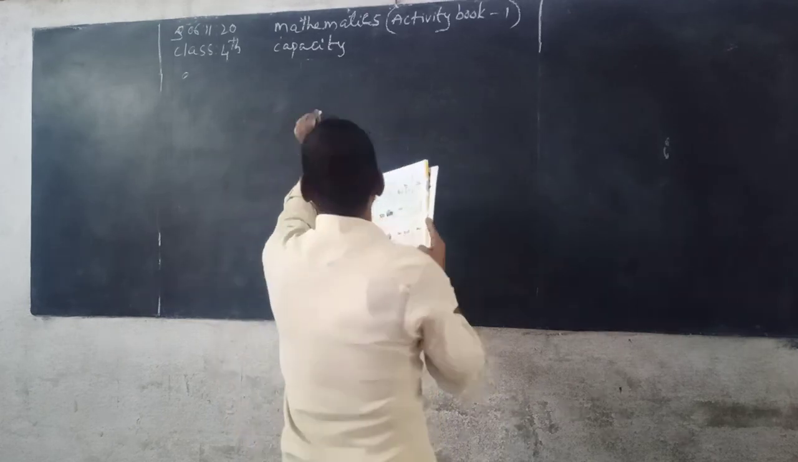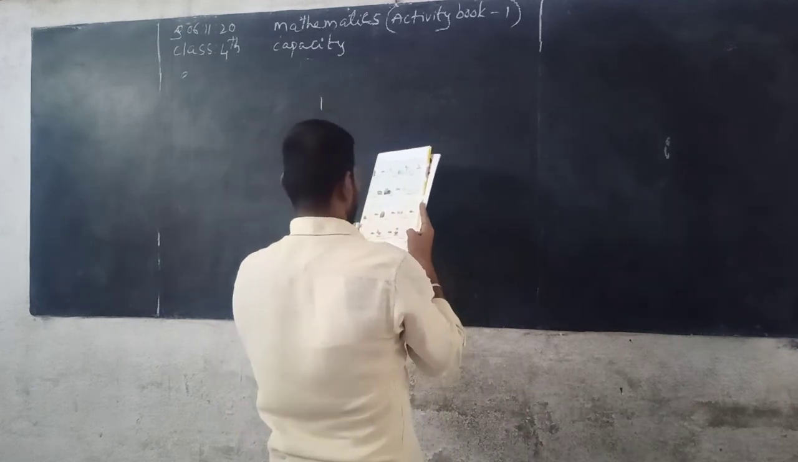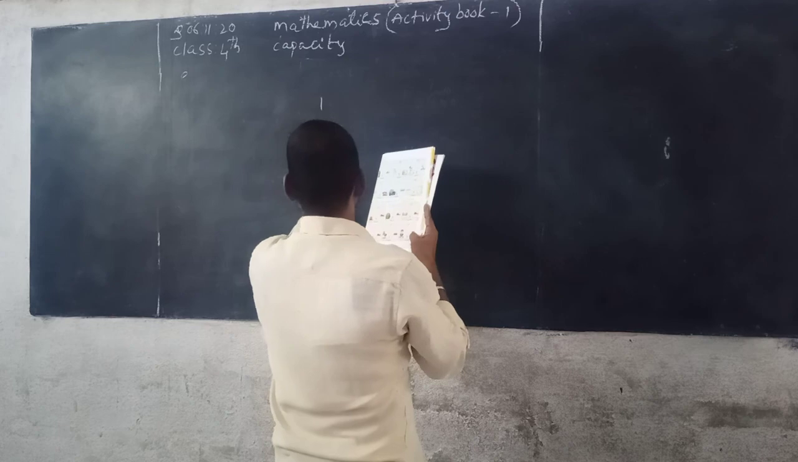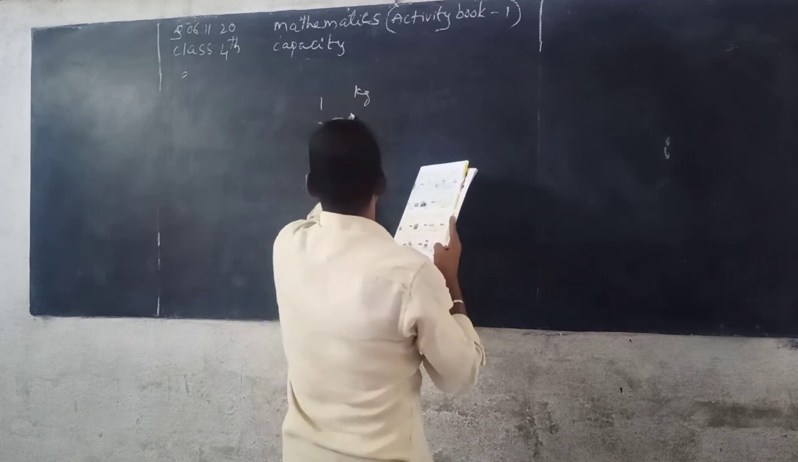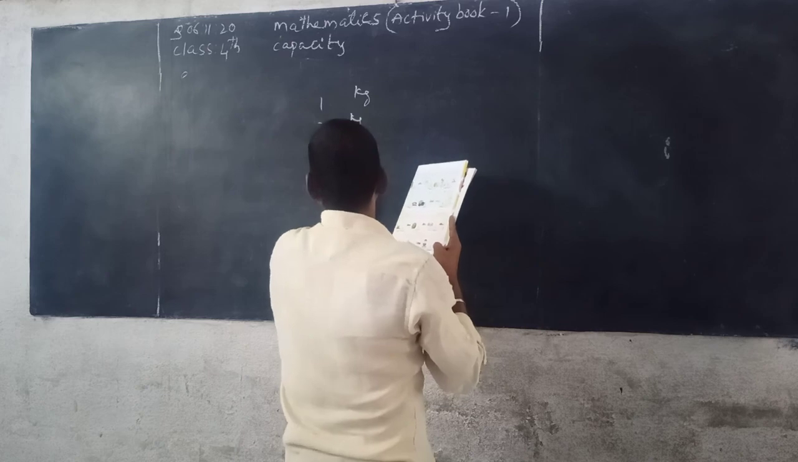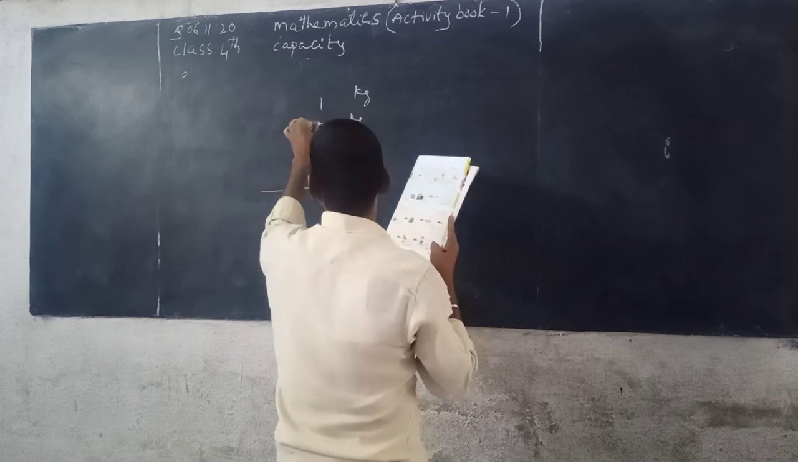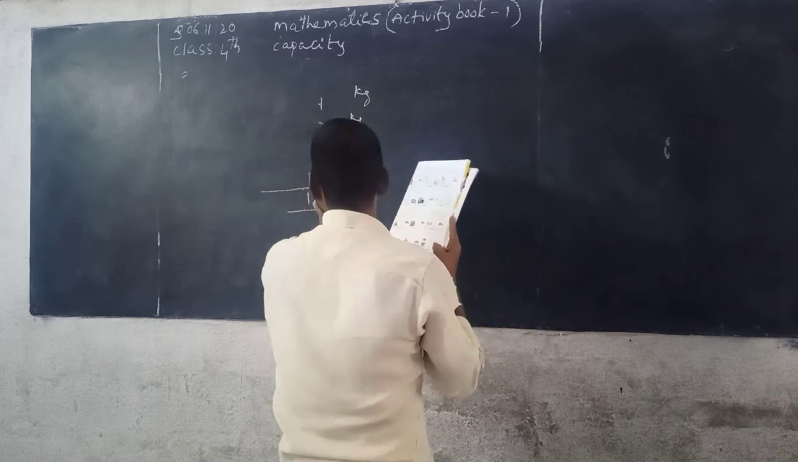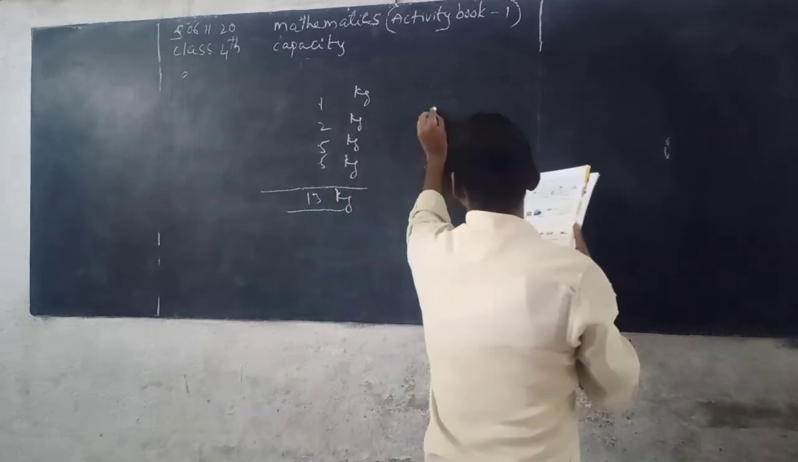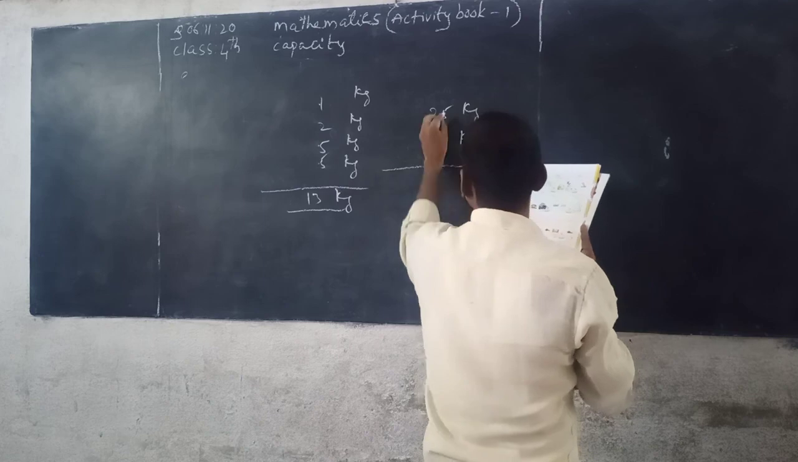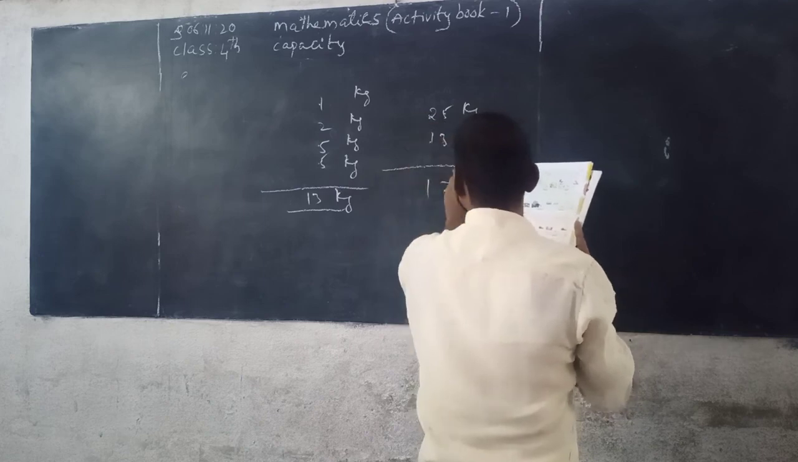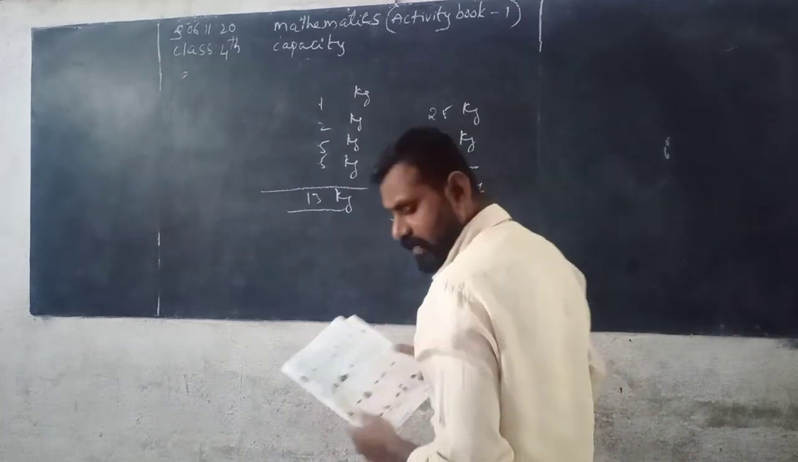1 kg, 2 kg, 5 kg, 5 kg. See, 5 plus 5, 10. 10 plus 2, 12. 13 kg. Then 25 kg minus 13 kg, you get 5 minus 3, 2. 2 minus 1, 1. 12 kg. You need 12 kg more. Then you can write here 12 kg.